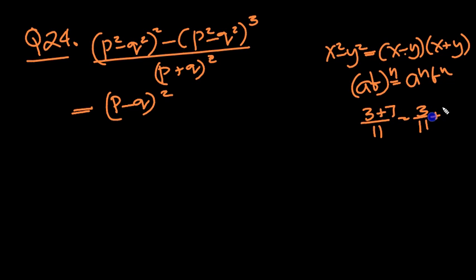3 over 11 plus 7 over 11. Here's a simple example of splitting up an object like this. Here's the first part of the top line, here's the second part, and you can split it up like so with a denominator underneath, just like you would do with a normal fraction.